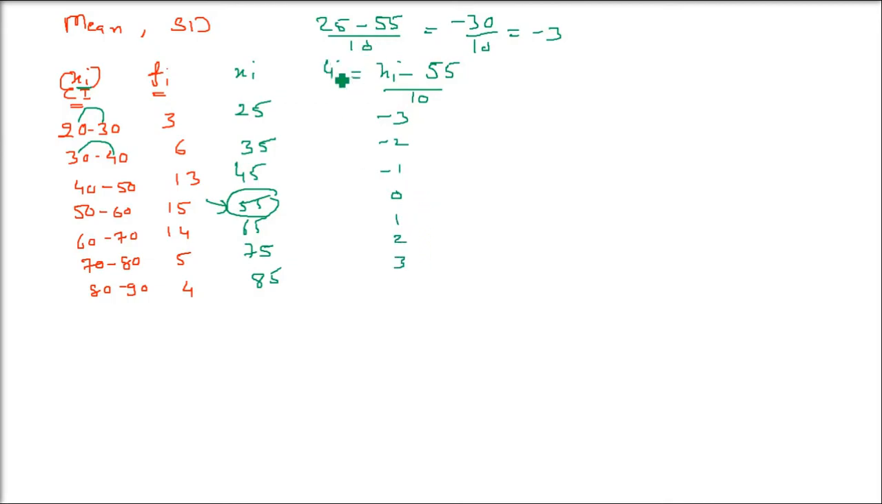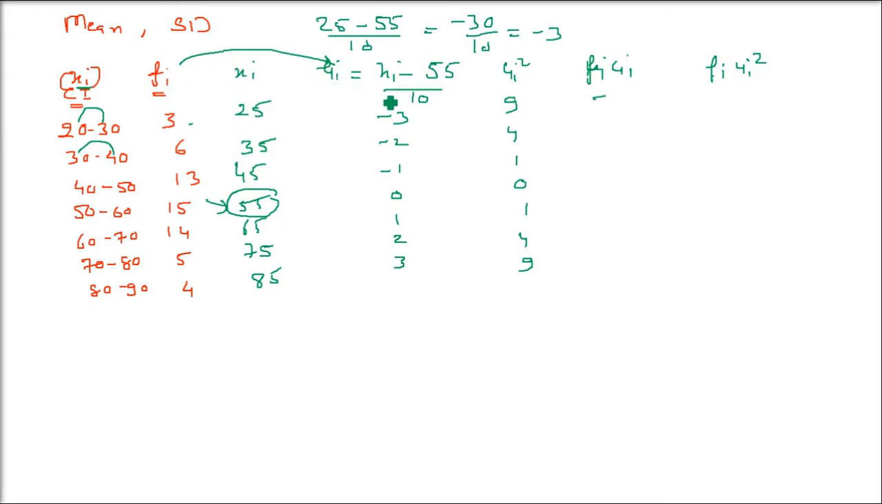Don't worry about the numbers, worry about the steps. Now you have to find out ui whole square. Take the ui whole square. It will be 9, 4, 1, 0, 1, 4, 9. Now multiply fi with ui. So the second column and fourth column you have to multiply to find fi ui. Then you have to find fi with ui whole square, so the second column has to be multiplied with the fifth column.